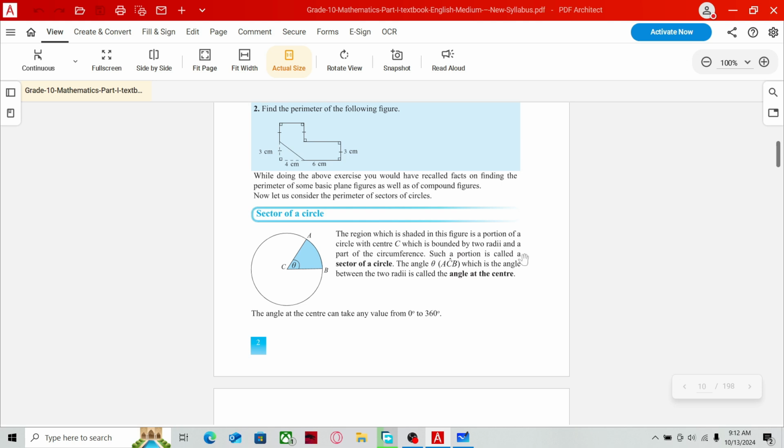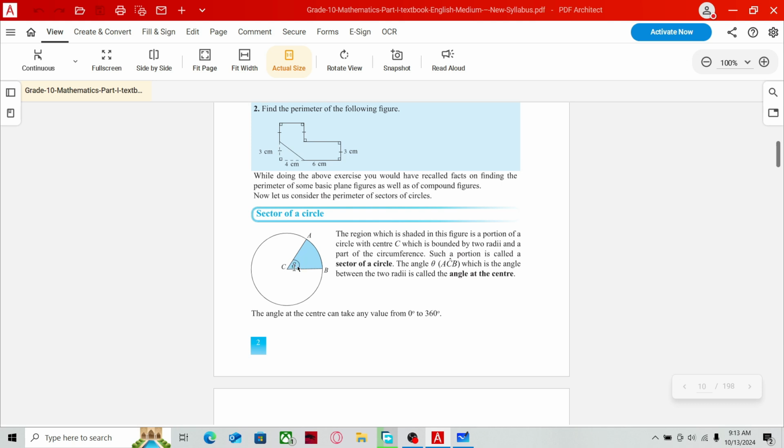Yeah, and what does it mean by a part of the circumference? Now, in a circle, the circumference means what? The outer line here, right? The outer line is called the circumference. But in here, what does it mean by part of circumference? It means now the sector of the circle, right? This area, this shaded region, it has a small part of a circumference, right? That is included in the shaded region. So that is called the part of circumference.